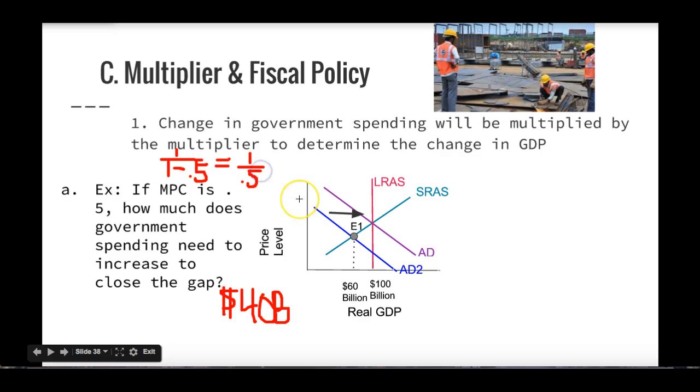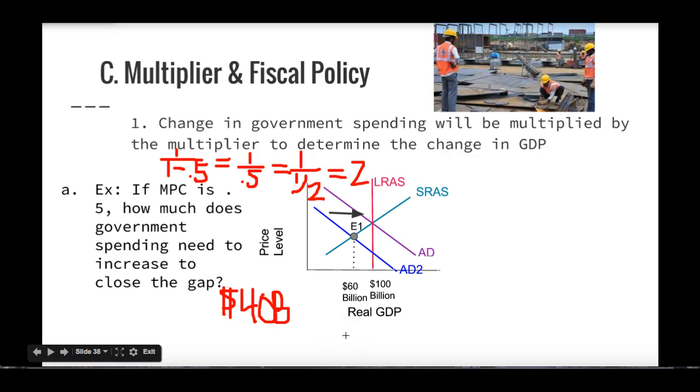Now, to figure out the multiplier, it's easier if you convert your decimal into a fraction. So what's a fraction for 0.5? Half, right? So now you don't need a calculator. Okay, so 1 over 1/2, which is equal to our multiplier, is 2.